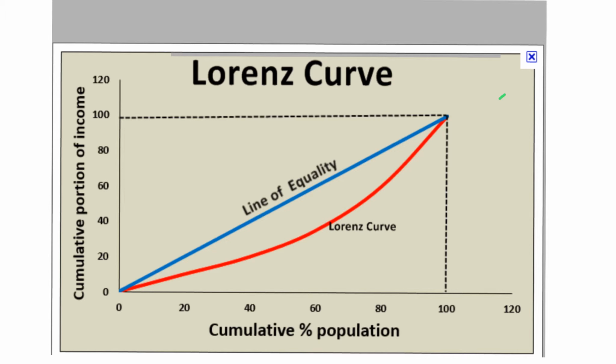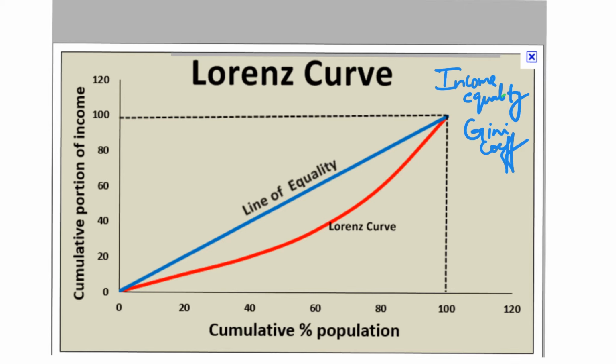I thought there are some graphs which are really important for prelims. Now let's start with the Lorentz curve. This Lorentz curve is basically used for measuring income inequality. This income inequality is measured using the Lorentz curve, or we use a concept called the Gini coefficient.